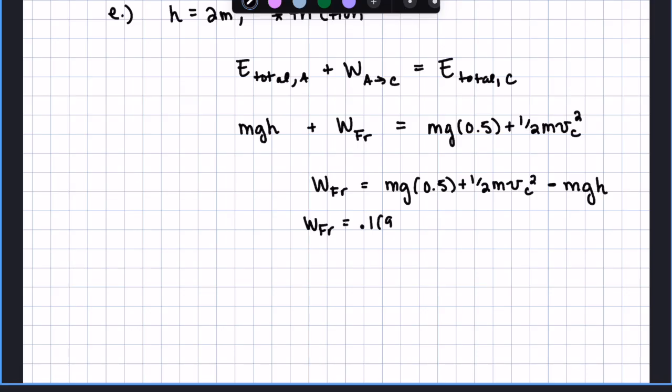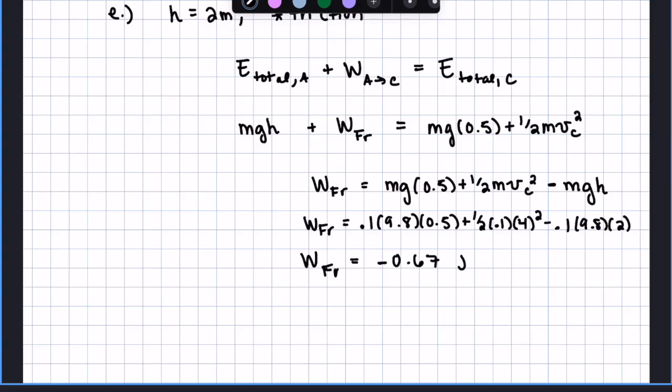So 0.1, 9.8, 0.5, 0.1, 4 squared, minus 0.1, 9.8 times 2. And then we'll see what we get. Gives me negative 0.67 joules.